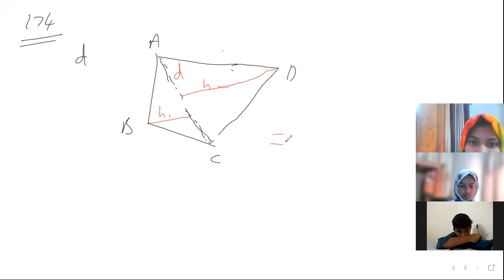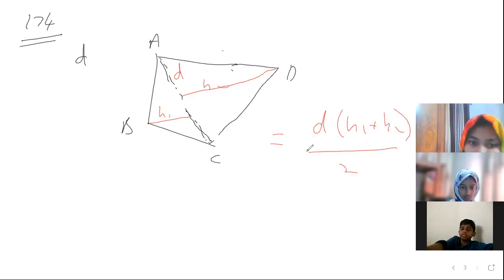So if you are taking D, that means as in your textbook, half into D into H1 plus H2. That means you can write D into H1 plus H2 by 2. That means half into D, where D denotes the length of the diagonal AC. So the sum of the altitudes is H1 plus H2. So I told you D into H1 plus H2 by 2 because I took this as the base of the triangle.